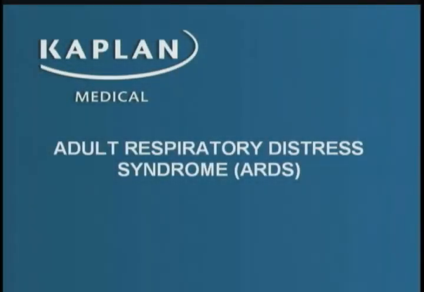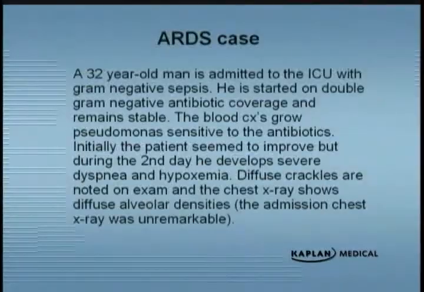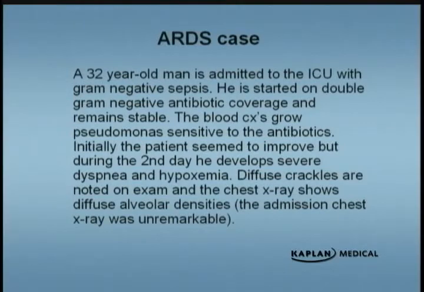Adult respiratory distress syndrome is a very common entity, and we see a lot of it in hospital patients, in hospital medicine. Let's do a case and talk about the scenario. A 32-year-old man is admitted to the ICU with gram-negative sepsis.